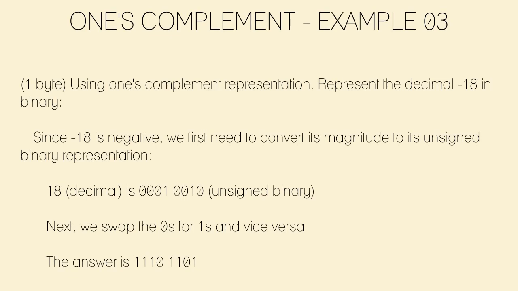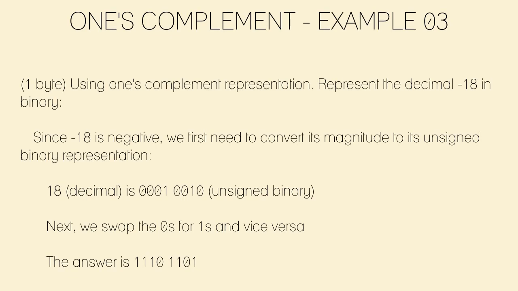00010010. Now that we have the unsigned binary representation for 18, we're ready to flip the bits, which is the distinguishing step when working with negative numbers in the ones complement system. When we flip the bits of 00010010, every 0 becomes a 1, and every 1 becomes a 0. Hence, our flipped version is 11101101. Therefore, in the ones complement system, the binary representation of -18 is 11101101.